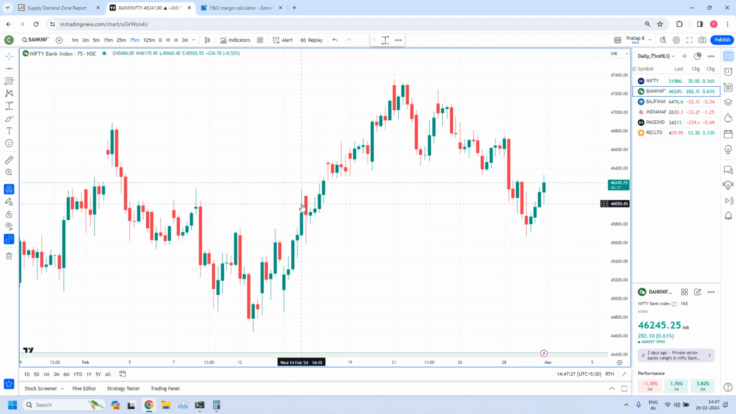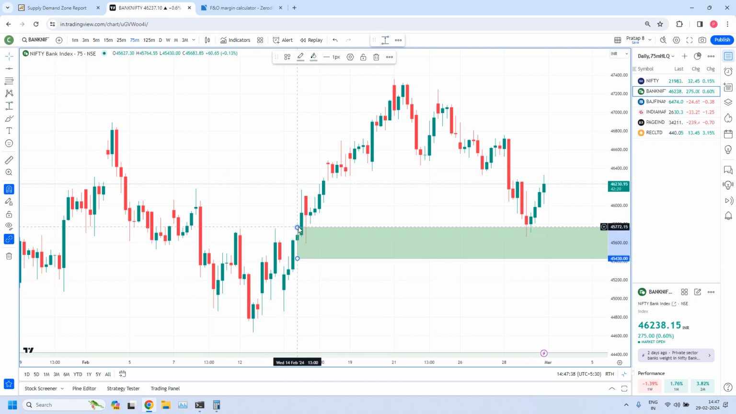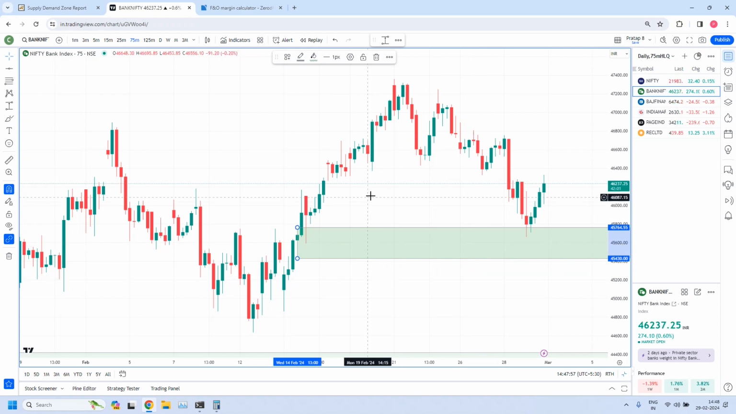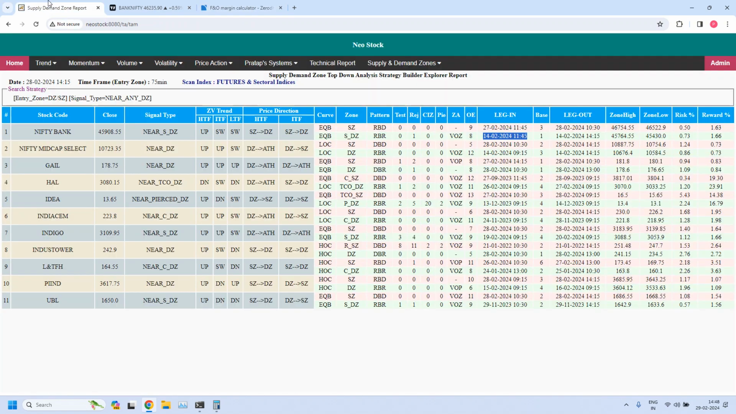We have a base candle and we have a rally candle, and there was a rejection from this candle. That's why it's shown in the rejection. How strong? That means this zone is doing very good. Strong zone. This is a 75-minute zone. 14th February, 11:45. We have a base candle, check once again. 14th February, 11:45 candle, one base candle.